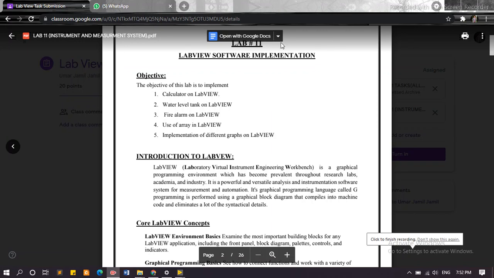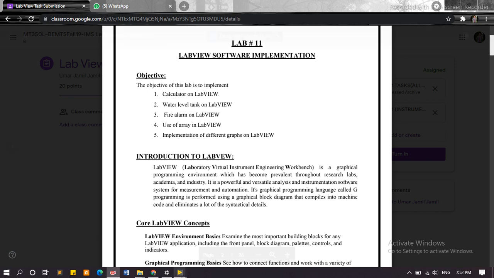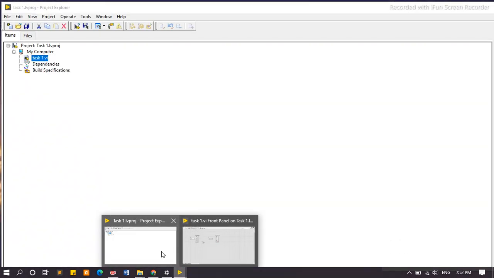Bismillahirrahmanirrahim. In Lab 11 we learned the LabVIEW software implementation. We perform the 6 or 7 tasks in this lab. We go to the first task here.